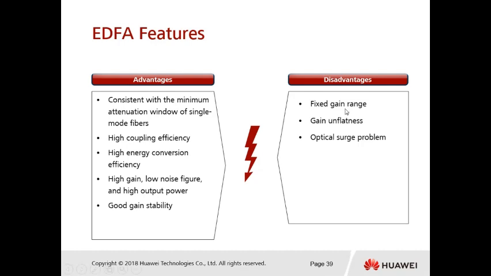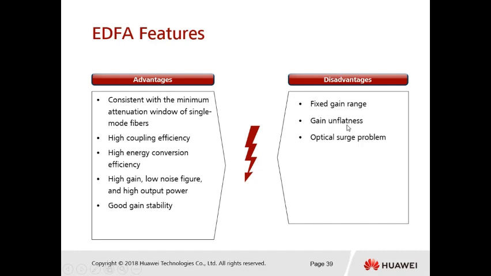But for the disadvantage of our EDFA, it has a fixed gain range. It only amplifies 1550 nanometers. It cannot amplify other wavelengths. That's also why our WDM only uses 1550, because EDFA only amplifies 1550 nanometers, and we use EDFA a lot in our WDM network, so that limits it. We cannot use other wavelengths, right?